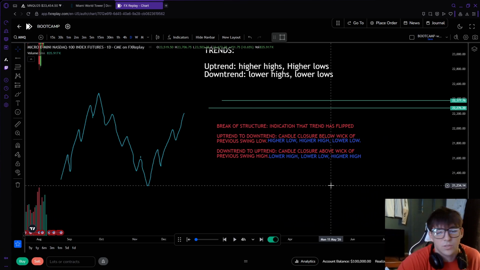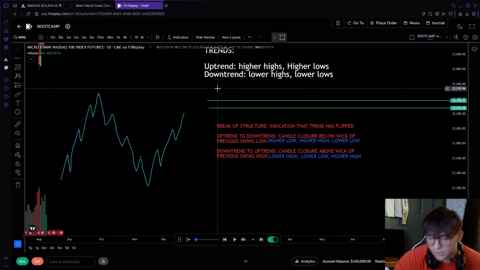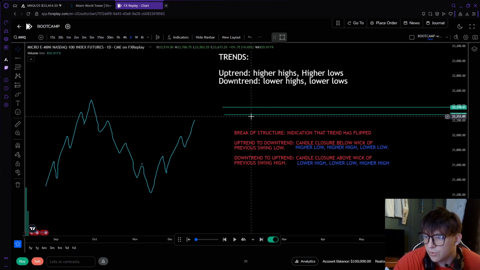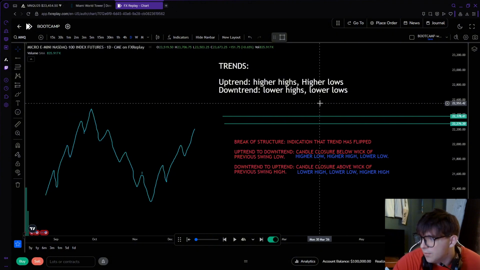Now that we've established what trends are, how can we identify when a trend has flipped from an uptrend to a downtrend or a downtrend to an uptrend? We need to be able to identify that because it's key in trading. We have to know if the market's flipping directions. It's a very crucial thing. So I'm going to go through it with this diagram, and then I'm going to go through it on the charts and give you a few examples of each. So let's get into it.